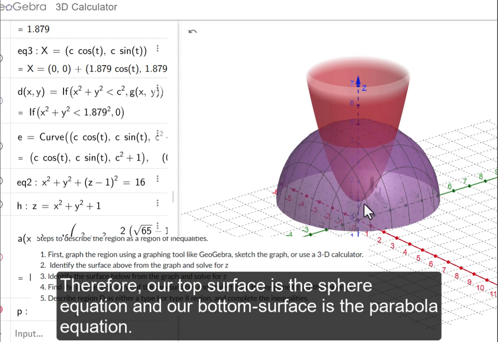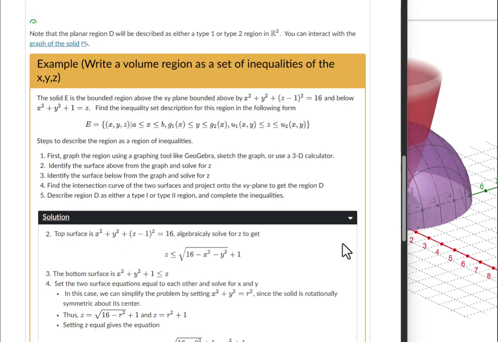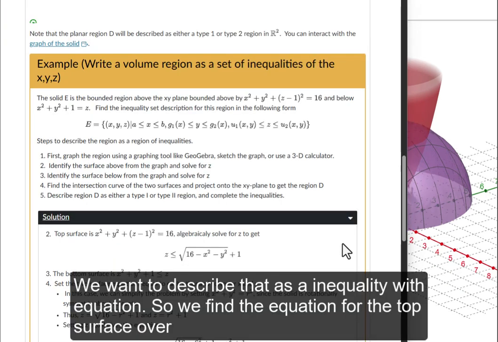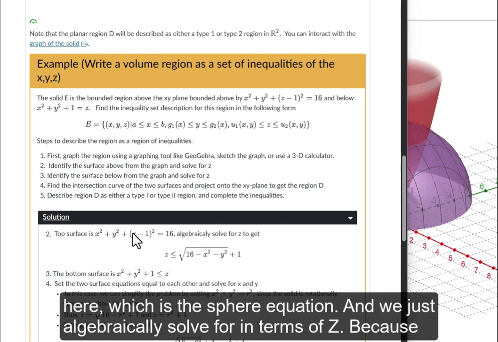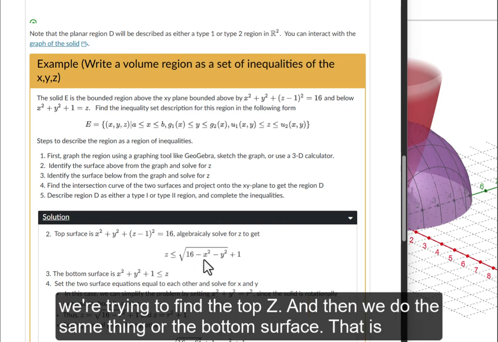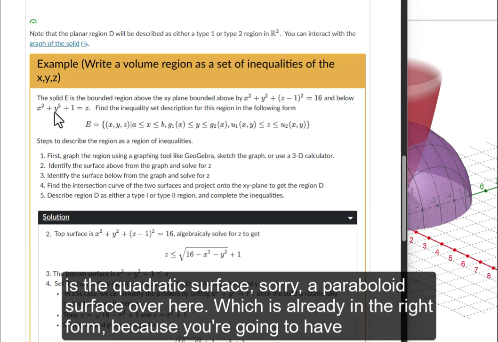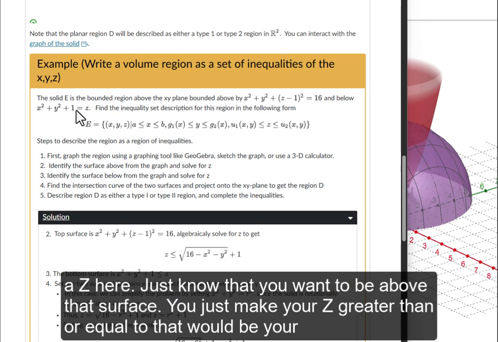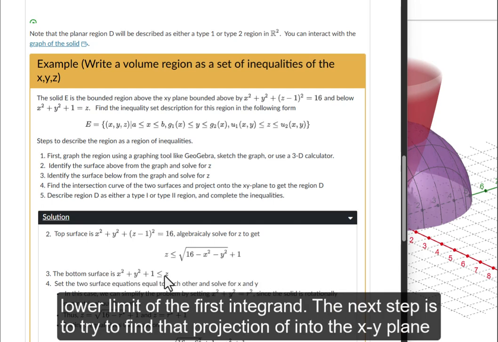Therefore, our top surface is the sphere equation, and our bottom surface is the parabola equation. We want to describe that as an inequality with equations, so we find the equation for the top surface over here, which is the sphere equation, and we algebraically solve for it in terms of z, because we're trying to find the top in terms of z. Then we do the same thing for the bottom surface, this quadratic paraboloid surface, which is already in the right form because you already have a z here. You just know that you want to be above that surface, so you make z greater than or equal to it. That will be your lower limit of the first integrand.